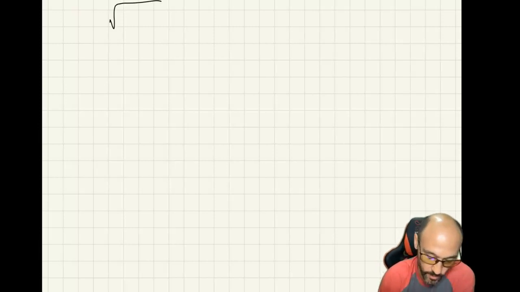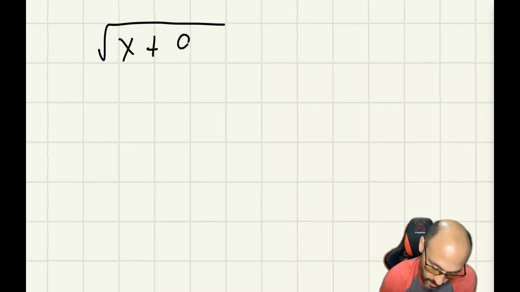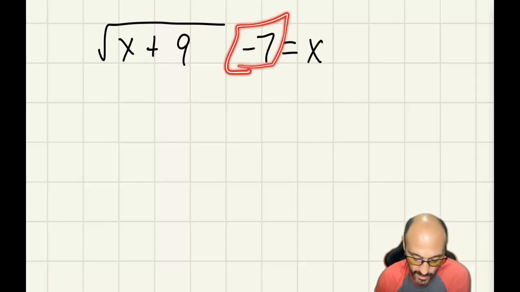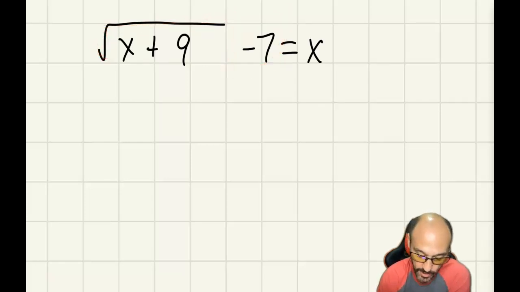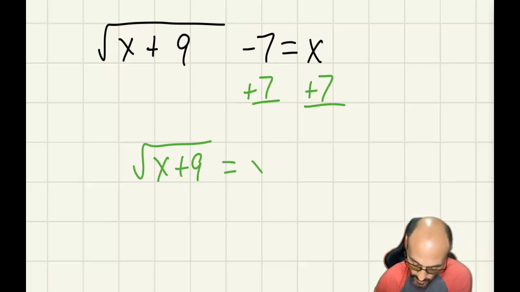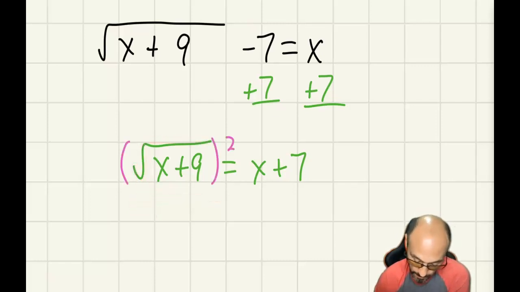If we have the square root of x plus 9 minus 7 equals x, I can't start off by squaring because I have this outside of the square root. So I'll start by adding 7 to both sides, and the result will be the square root of x plus 9 is equal to x plus 7. And now that everything on the left-hand side is under the square root, I can square both sides.